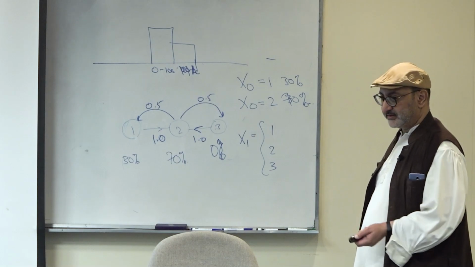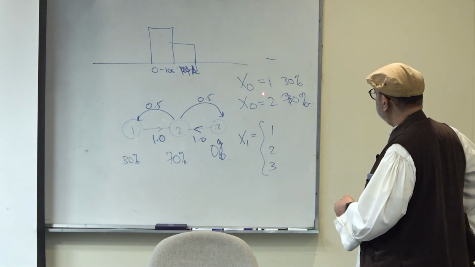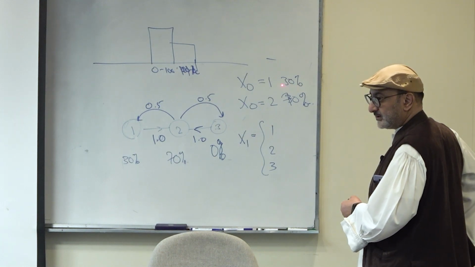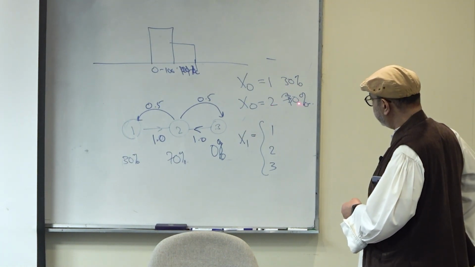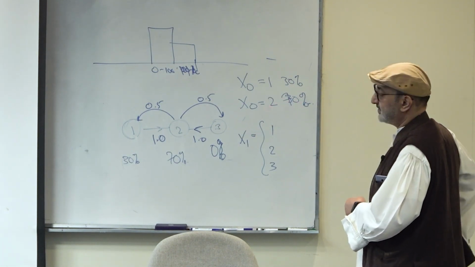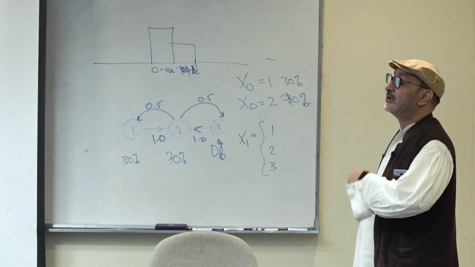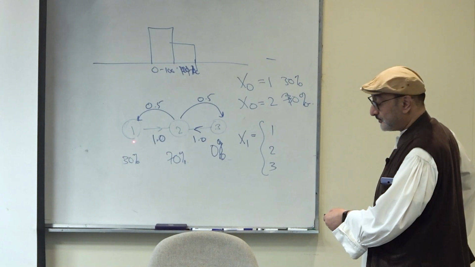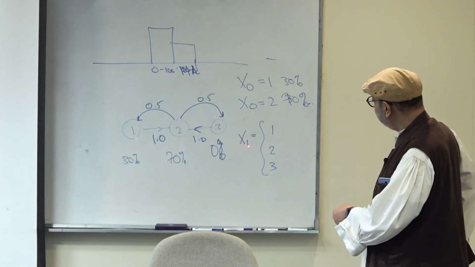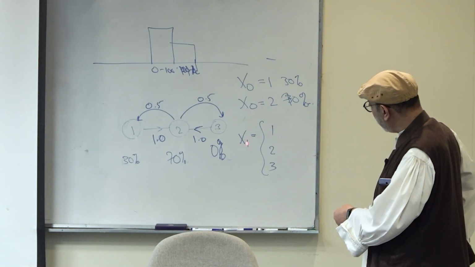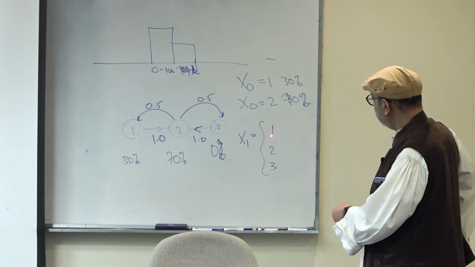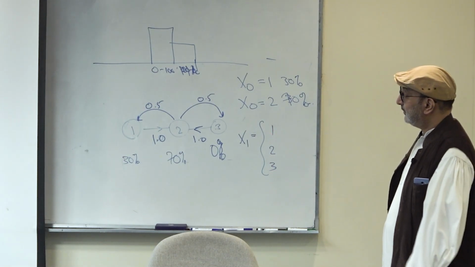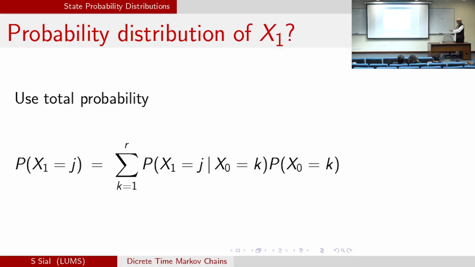x0 represents the initial state. And I'm saying your initial state could be 1 with 30% probability, and it could be 2 with 70% probability, and it could be 3 with 0% probability. Once you have that, and you know the transition probabilities, what's the probability that at time 1 you would be in state 1 or in state 2 or in state 3? That's what I'm asking.